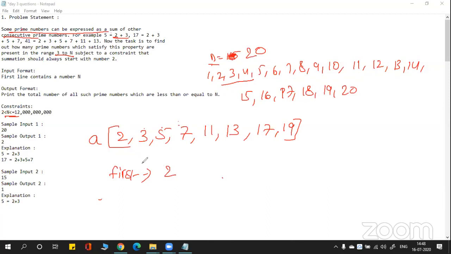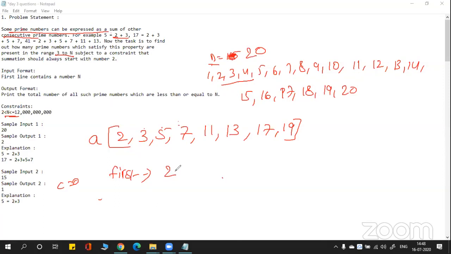So first, what will I do? For the first prime number, where should I start? I'll be starting from here. My first prime number is 2. Can I count my 2 into the output? No. So even now the count will be 0 only. They are telling me I should start from range 3.